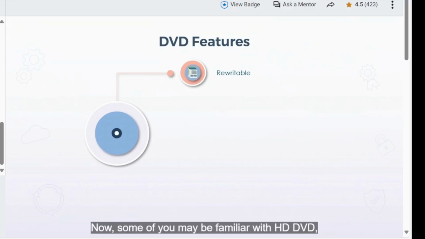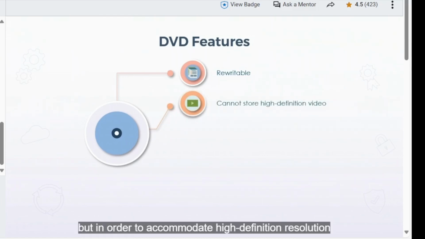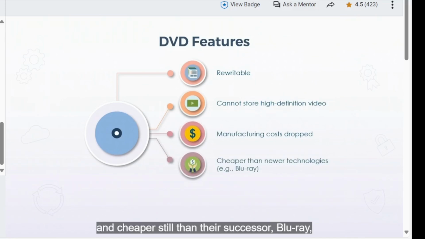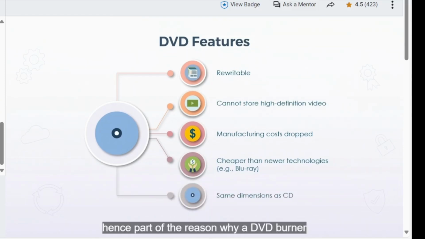Now, some of you may be familiar with HD DVD, which refers to high definition, but in order to accommodate high definition resolution, in fact, it has to specifically be an HD DVD. A regular DVD, for lack of a better word, did not support high definition video. And while everything associated with DVDs would have been more expensive than CDs, by today's standards they would in fact be quite inexpensive and cheaper still than their successor, Blu-ray, which we'll see in just a moment. But in terms of their physical specifications, they were exactly the same size as CDs, hence part of the reason why a DVD burner is backward compatible with CDs.